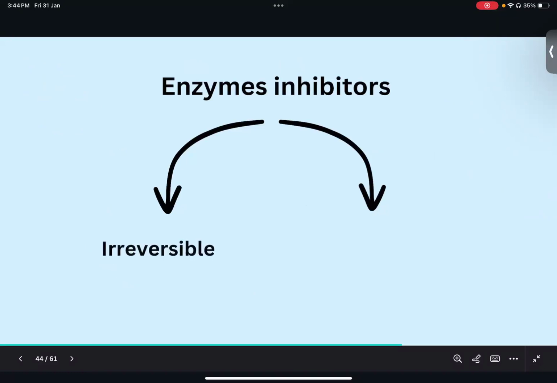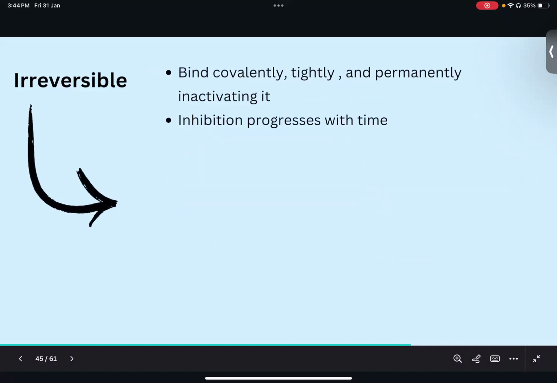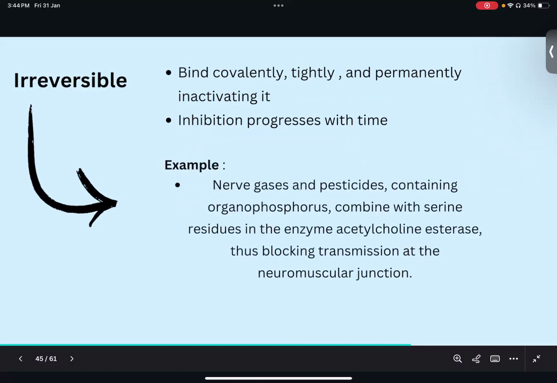We have irreversible and we have reversible. The irreversible inhibitors bind covalently and tightly to the enzyme, and they permanently affect it. So it cannot be reversed. Once they bind, they permanently affect the enzyme. The inhibition of this enzyme progresses with time, it does not stop. An example is nerve gases and pesticides such as organophosphorus, which will combine with serine residues in the enzyme and inhibit the enzyme acetylcholinesterase, and this will block the transmission at the neuromuscular junction.